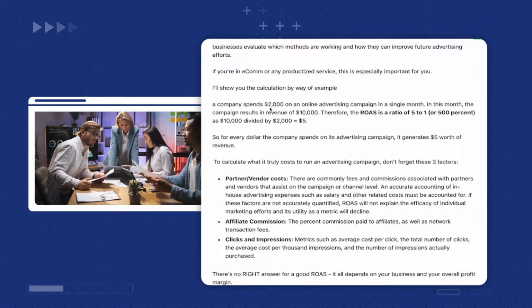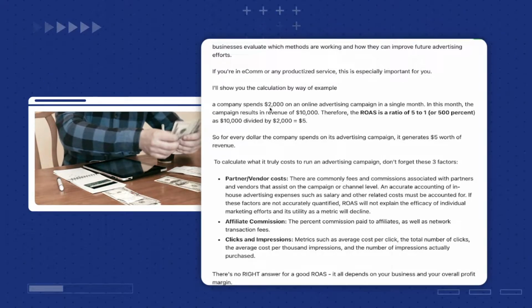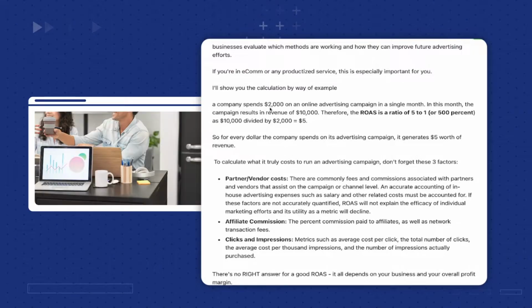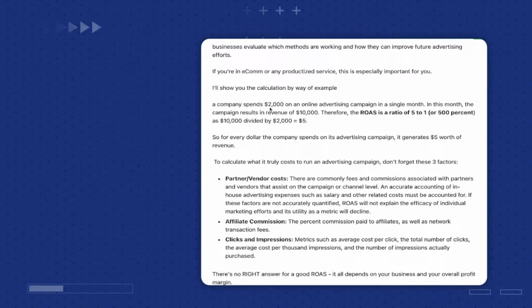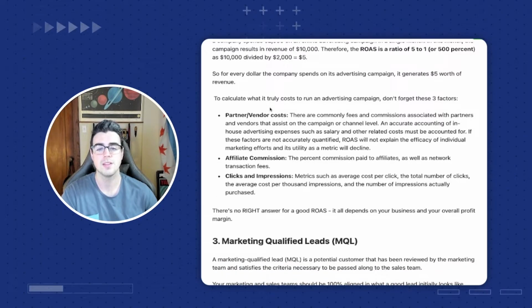So say a company spends $2,000 on an online advertising campaign in a single month. In this month, the campaign results in revenue of $10,000. Therefore, the ROAS is a ratio of 5-to-1 or 500% because $10,000 divided by $2,000 is $5. So for every dollar the company spends on its advertising campaign, it generates $5 worth of revenue. So to calculate what it truly costs to run an advertising campaign, you cannot forget these three factors.